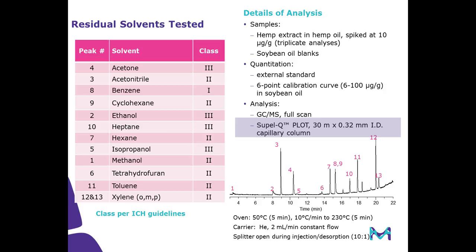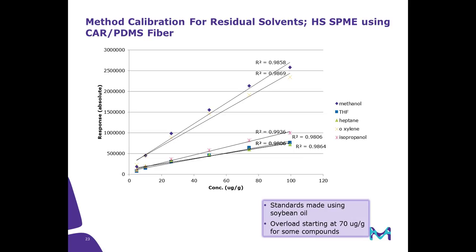The column that I chose is a porous layer open tubular column. It's a PLOT, and I chose it because if you do use butane and isobutane, this column will retain them and separate them from all the other analytes of interest. And I use GC-MS in full scan mode. Okay, so these are my calibration curves out of my soybean oil, and I got pretty good linearity, as you can see here.